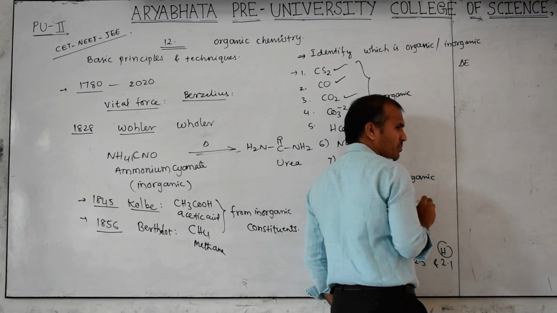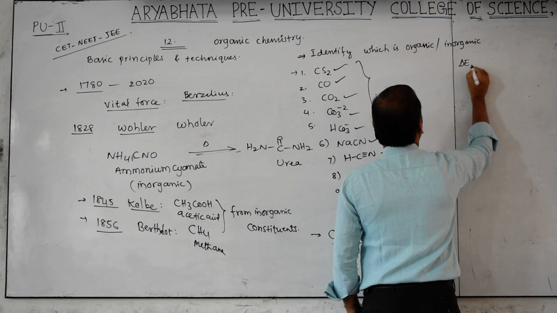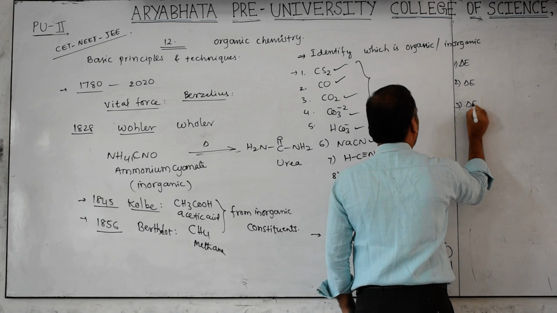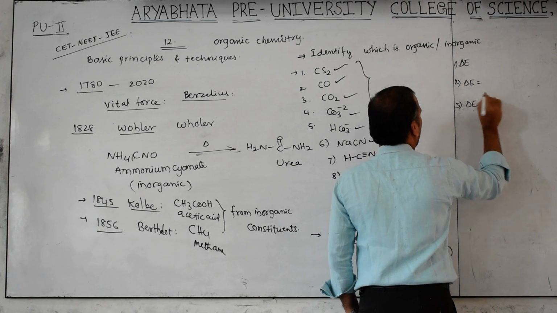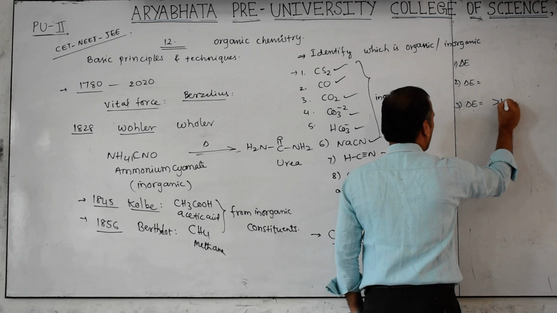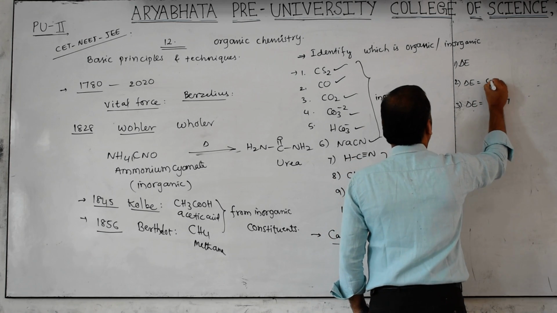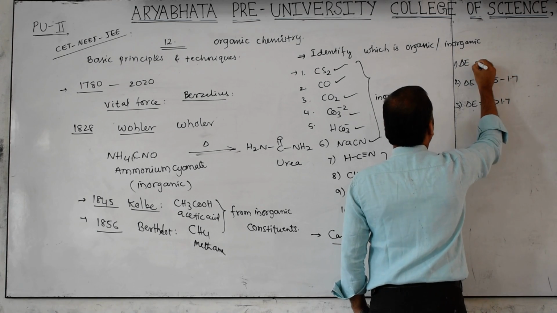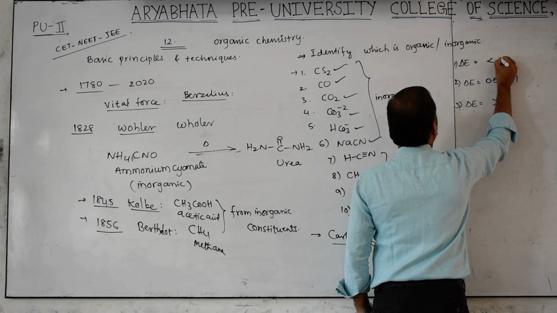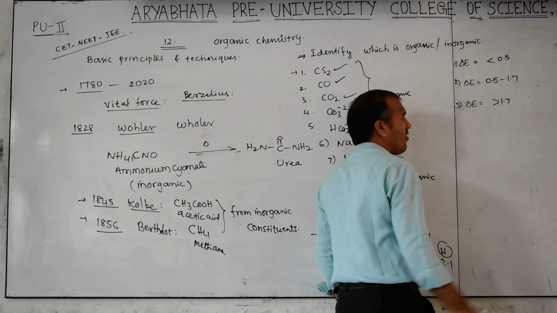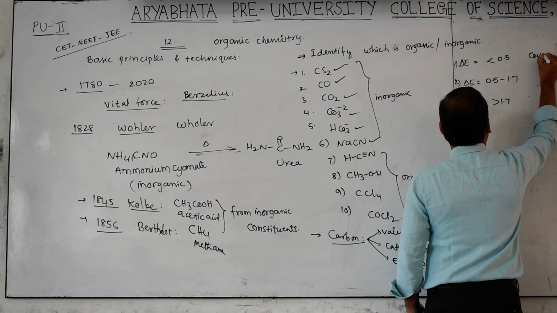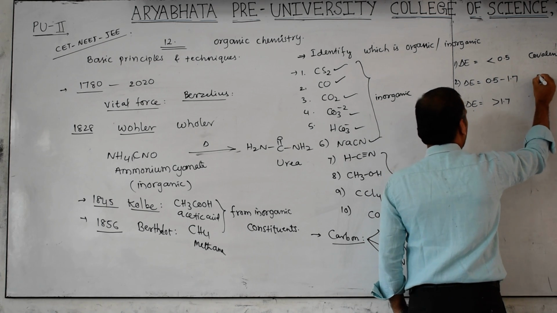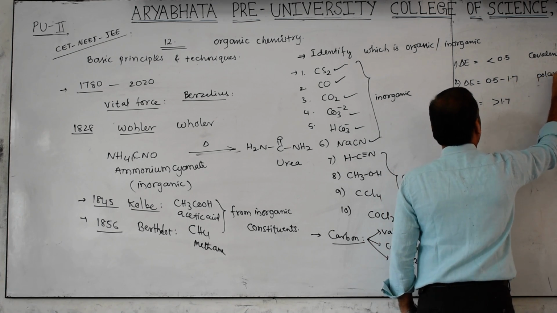There are three cases of electronegativity difference. One is electronegativity difference greater than 1.7. Another is 0.5 to 1.7. The last is electronegativity difference less than 0.5. If it is less than 0.5, that is called a covalent bond. Which bond is that? Covalent bond. In between is also covalent, but polar covalent.